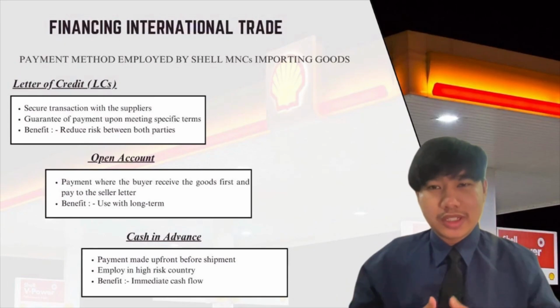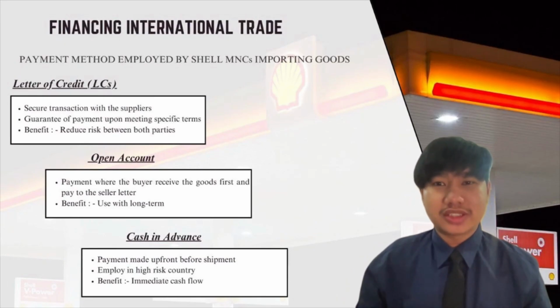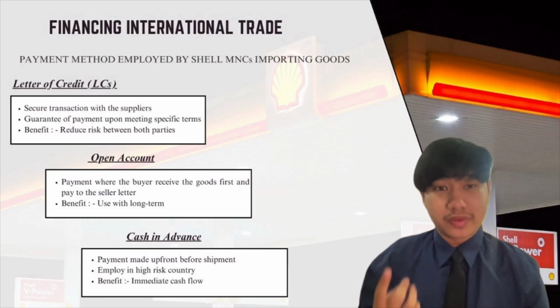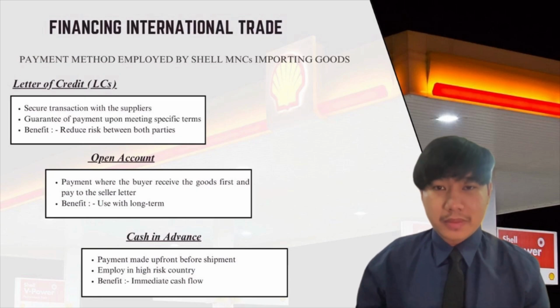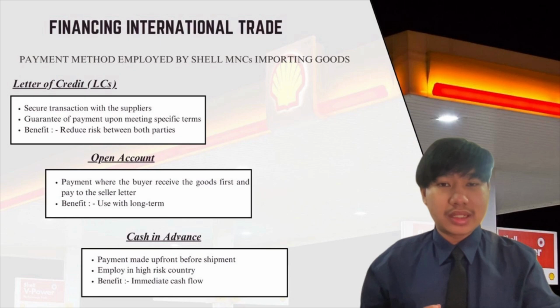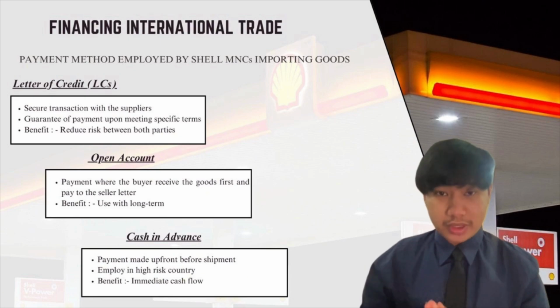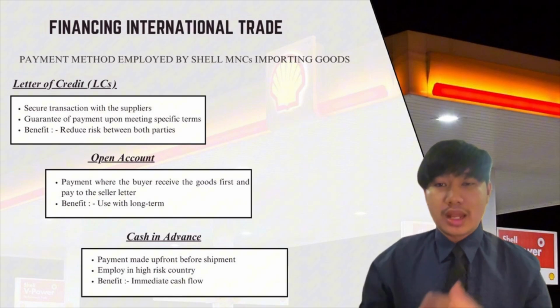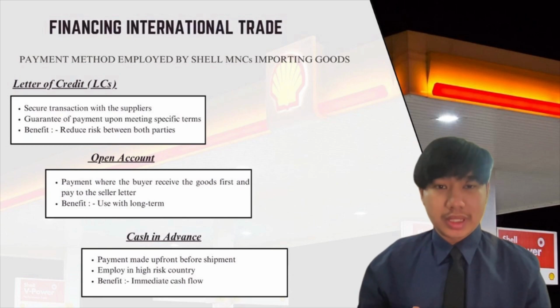So I will continue to the next part, which is financing international trade. Shell, one of the largest MNCs, employs a variety of payment methods for importing goods, which can balance cost, risk and efficiency. There are three methods used by Shell for importing goods: the first is letter of credit, then open account and cash in advance.